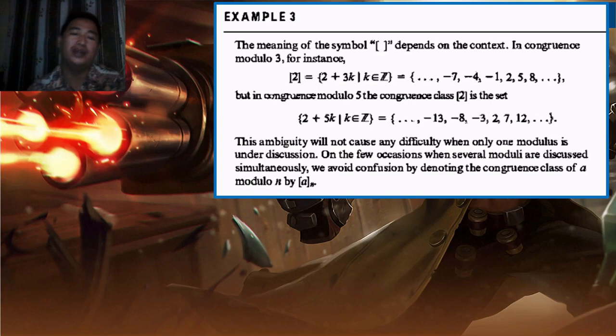Next class. This ambiguity will not cause any difficulty when only one modulus is under discussion. On the few occasions when several moduli are discussed simultaneously, we avoid confusion by denoting the congruence class of a modulo n by this notation, with the n written below.